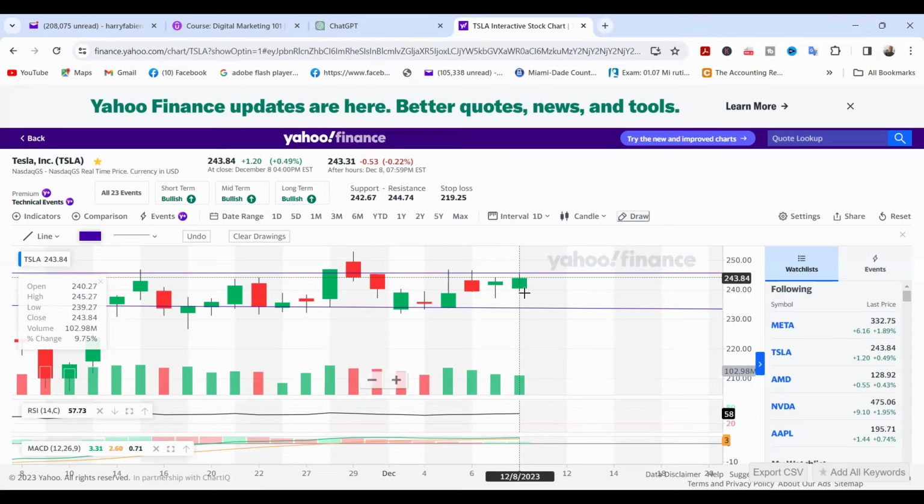So my friend, that's the way you always buy support, you sell resistance. Wait for it to come back down to buy support, you sell resistance. You buy support, you sell resistance. That's the way, my friend.